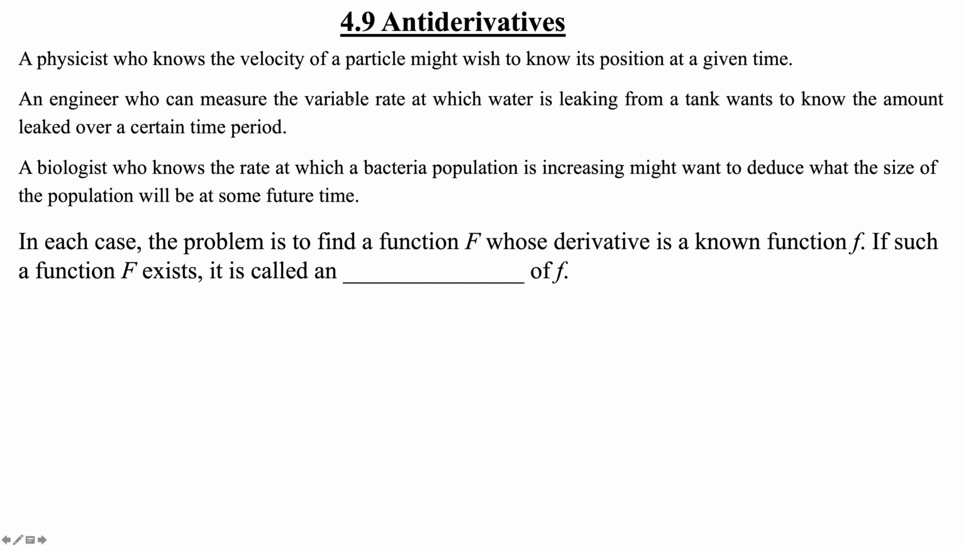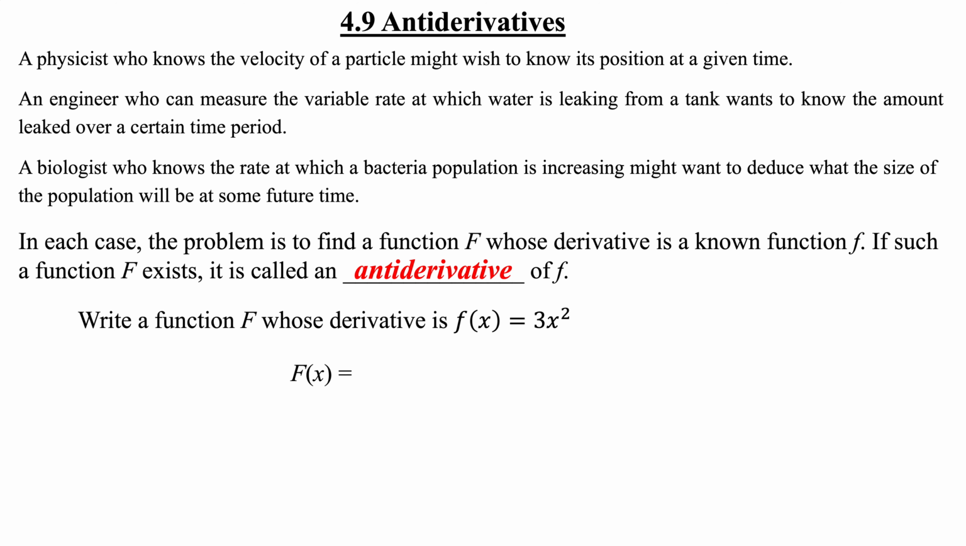All right. So the problem is to find a function, we'll call it capital F. This way it tells us we're working backwards, whose derivative is known. And we're going to call that, say, function f. Now, again, you could think of it in reverse. You could call that f prime, and capital F could be just called f. But I'm going to stick with the same notation as the author. If such a function, capital F, exists, it's called the antiderivative of f. So write a function, capital F, whose derivative is f of x equals 3x squared.